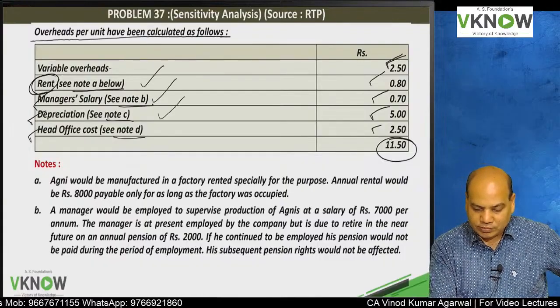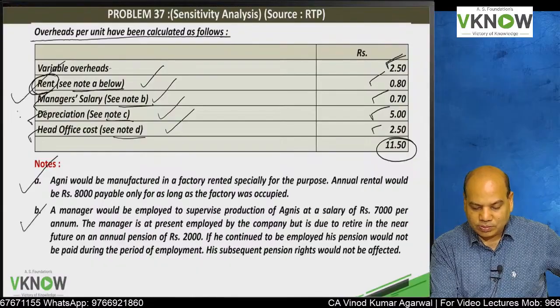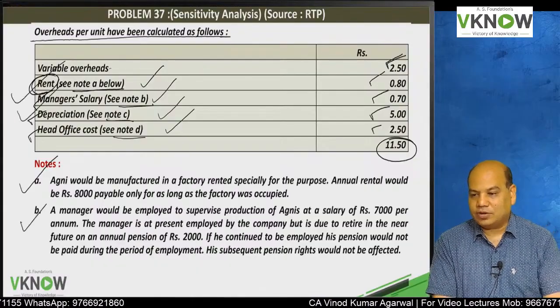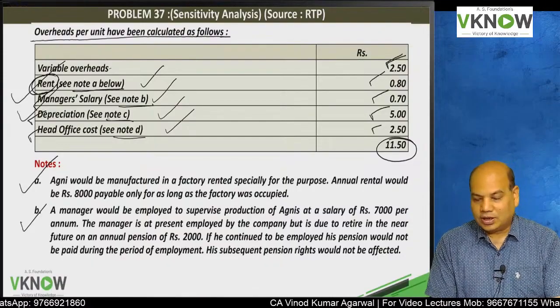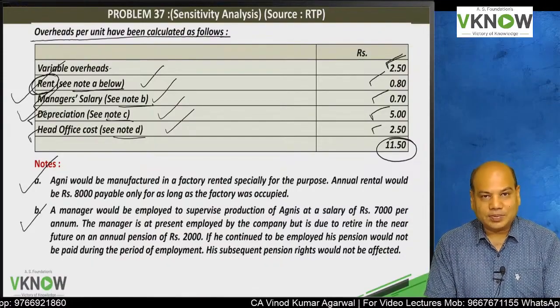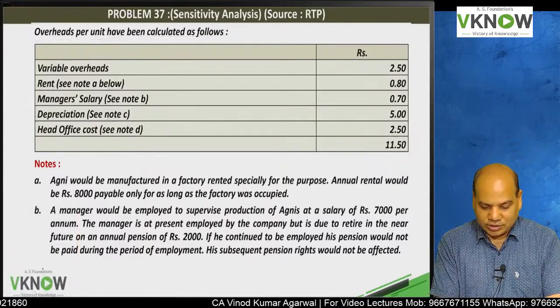Now we have to read note number A for rent, note number B for salary, note number C for depreciation, note D for head office cost. And if you can read it carefully, interpret it carefully, then you will be able to crack this amazing question.